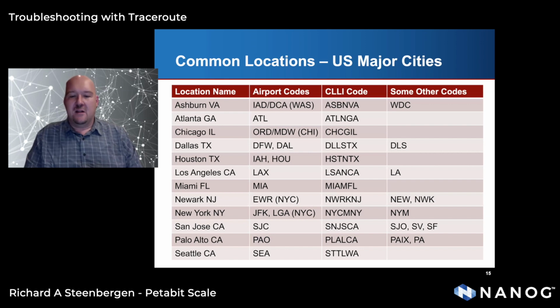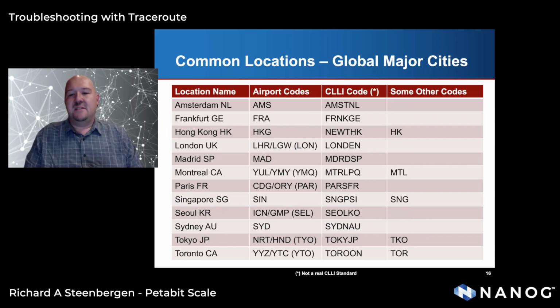So here's a little table of the major US cities that you'll typically see pop up in traceroute, because these are the primary interconnection hubs. This is where most traffic will be exchanged or routed, where the core routers will be located. So you can look at this for handy reference. And here's the same thing for the major global cities. These are the big locations that you'll often see traffic routed through. And here are the airport codes, the metro codes, the silly codes, and then some other codes that people will use.